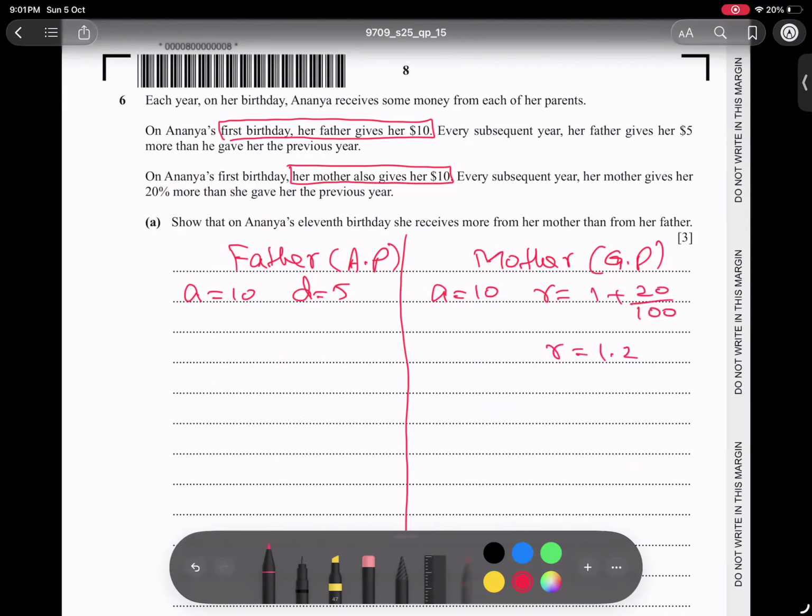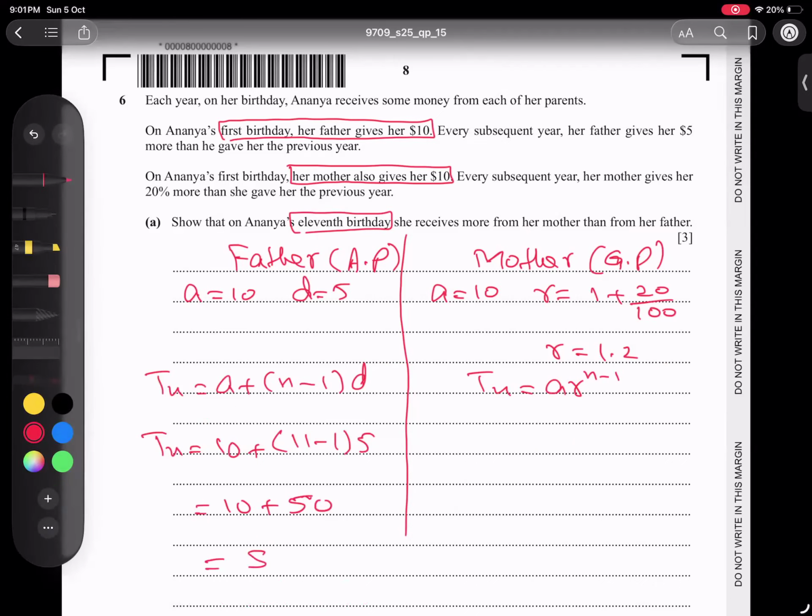But what is the question? Show that on the 11th birthday she received more money from her mother than her father. So this answer must be more than the other answer. So let's try to do it. The formula of AP is A plus N minus 1 into D. And GP is A R to the power N minus 1. I'm going to plug in the numbers. A is 10, and N is 11. And difference is 5. So 10 plus 5 times 10 is 50, and I got the answer $60. So $60. I think this part is very clear.